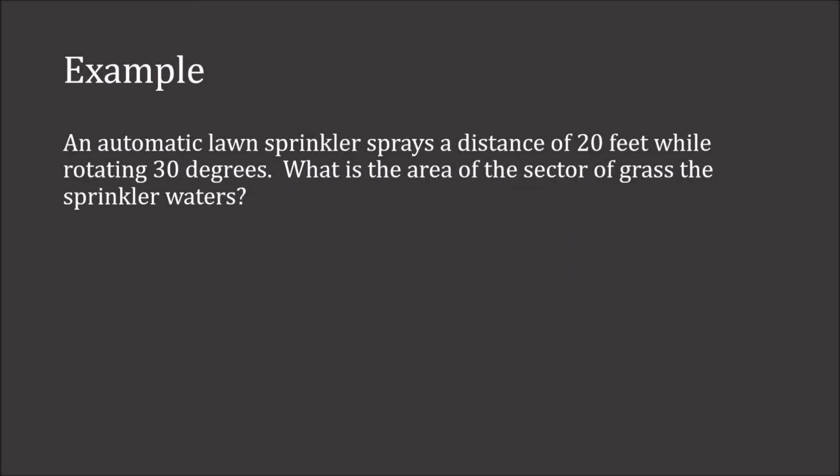So an automatic lawn sprinkler sprays a distance of 20 feet while rotating 30 degrees. What is the area of the sector of grass that the sprinkler waters? So if we look, let's say this dot here represents our sprinkler. So it's going to rotate 30 degrees. So let's say this is the full range of its rotation, and we know that that is 30 degrees. We also know the distance it's spraying, which is 20 feet.